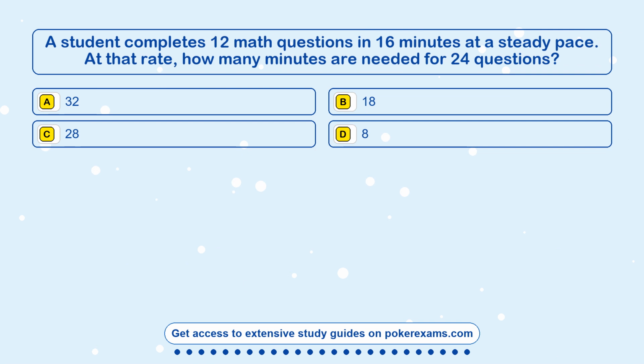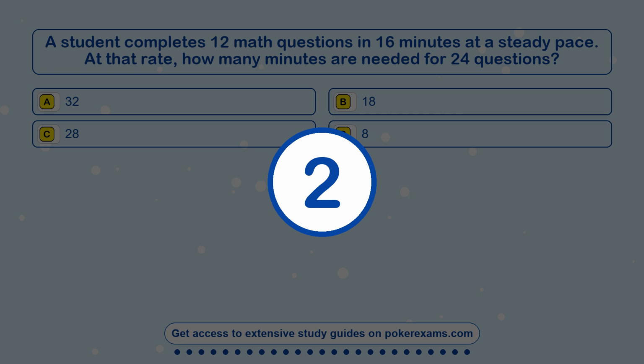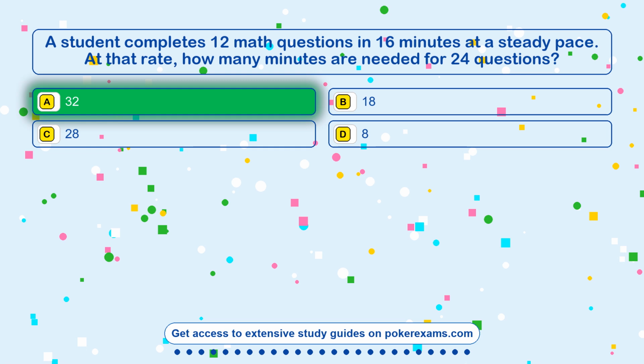Question 5. A student completes 12 math questions in 16 minutes at a steady pace. At that rate, how many minutes are needed for 24 questions? Option A: 32. Option B: 18. Option C: 28. Option D: 8. The correct answer is option A, 32.